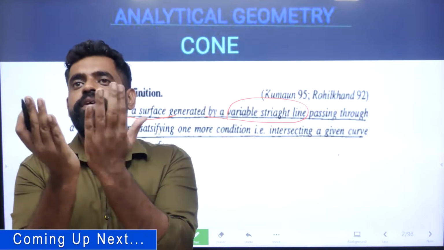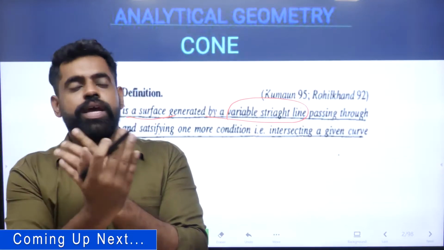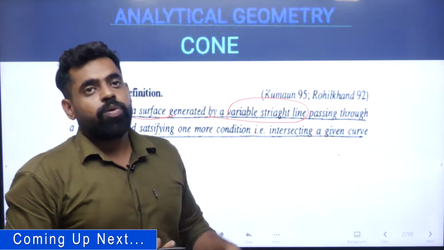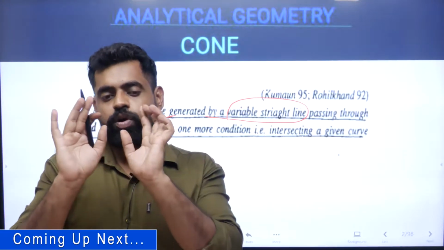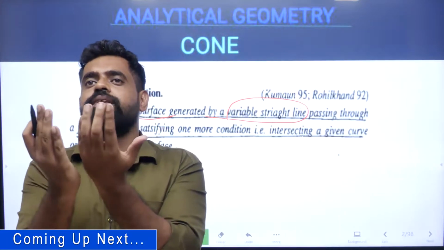These variable straight lines are also called generators. So a cone is a surface generated by these variable lines.